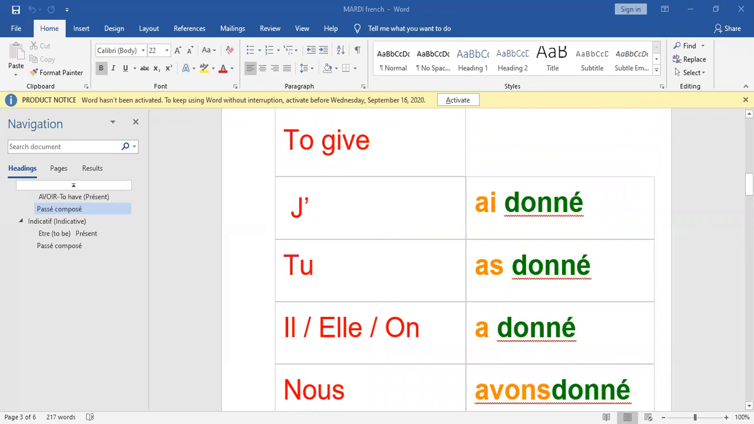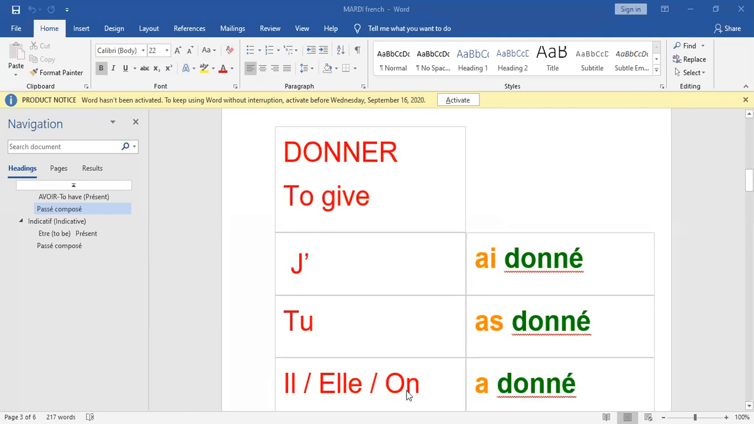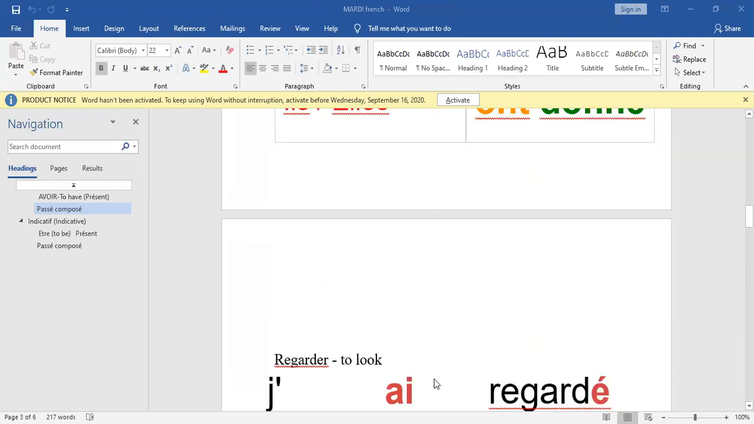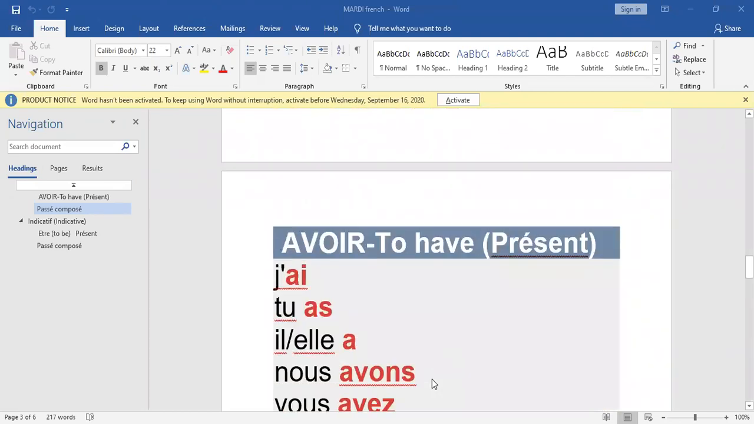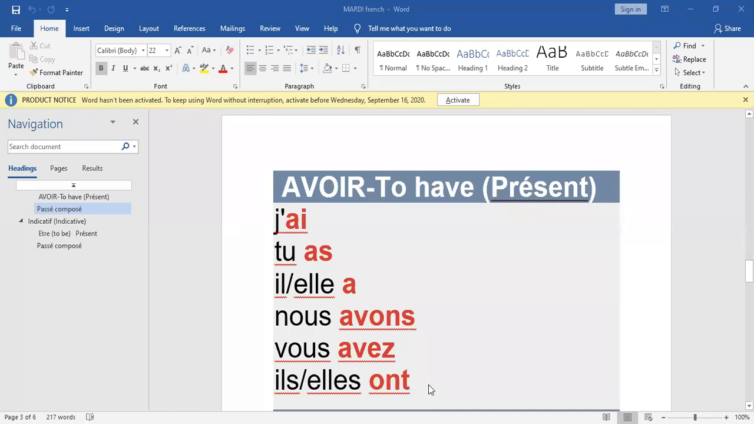The verb donner. For you to conjugate the verb donner into the past, you have to use the verb avoir. The verb avoir conjugated into present tense, not future tense. Into present tense, this is the verb avoir. We have to conjugate it into what? Into present tense.